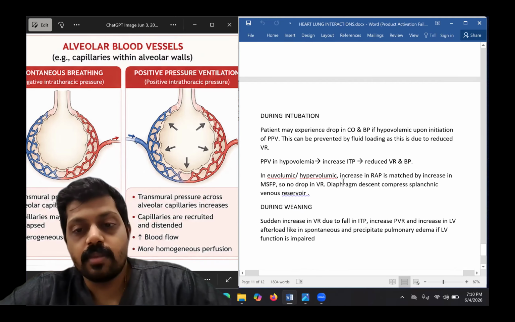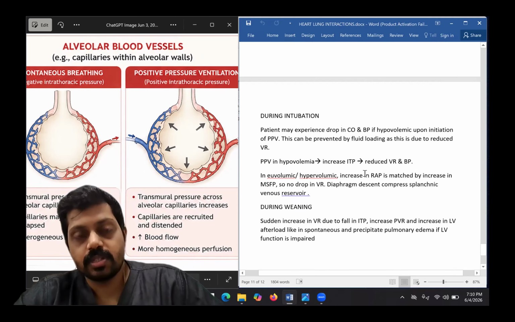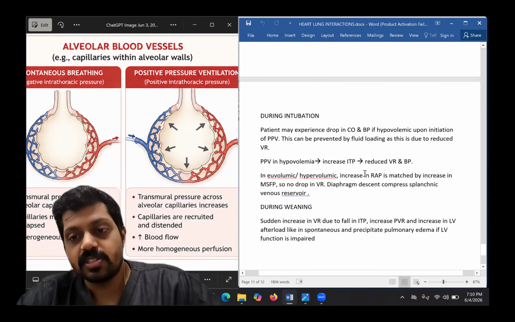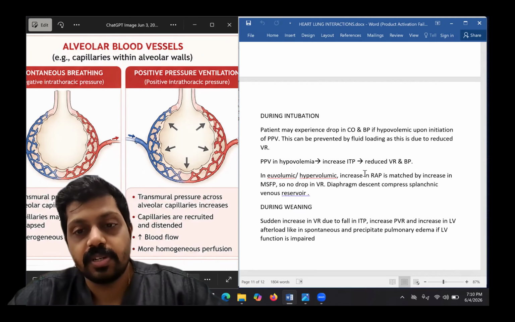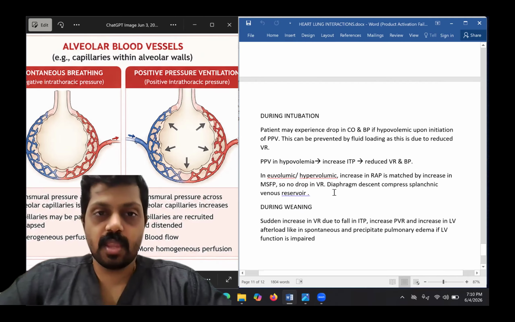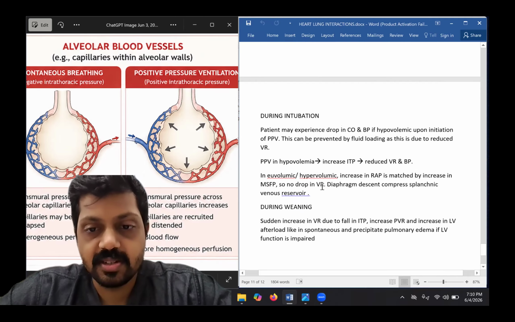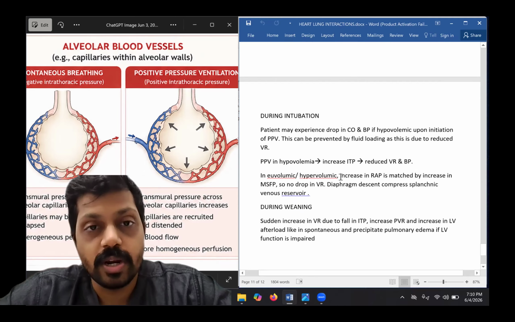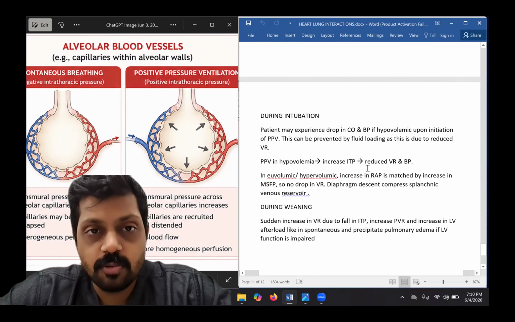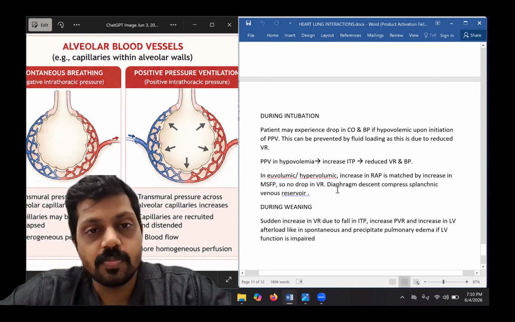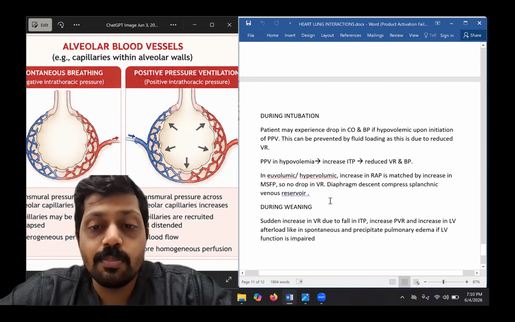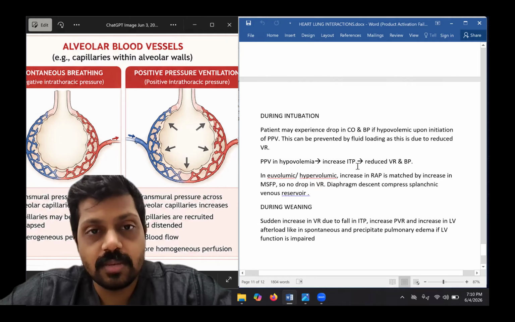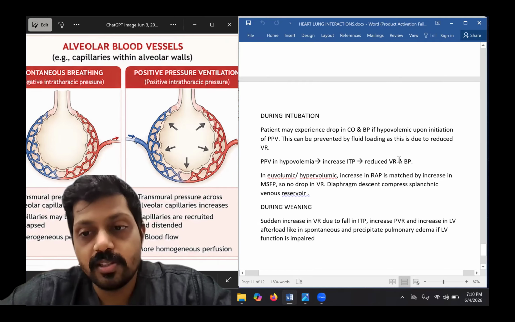In a normal euvolemic or hypervolemic patient, when positive pressure is initiated, the increase in right atrial pressure is matched by the increase in mean systemic filling pressure. Both of them are increased, so there is no drop in venous return. Why does this happen? If the venous reservoir is adequate, the diaphragm compresses the splanchnic circulation and this manifests as venous return. But in a hypovolemic patient, the increase in intrathoracic pressure drastically reduces the venous return and BP. That's why some patients crash after intubation.